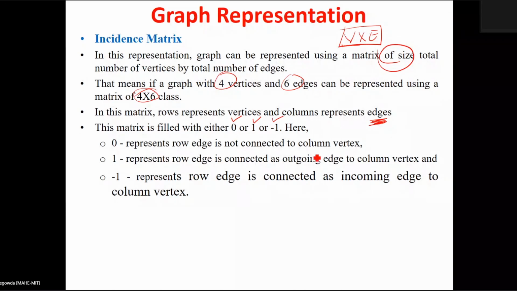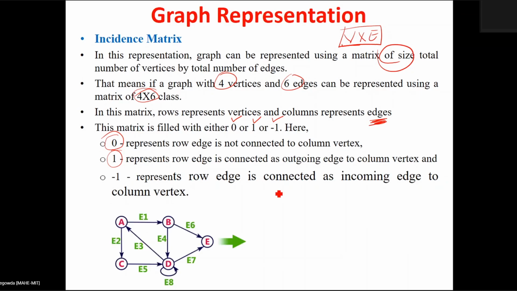What are those conditions? The first condition is 0. If you put a 0, it means the row edge is not connected to the column, that is, there is no edge between the specified nodes, so that element is 0. If the element is 1, it means the row edge is connected as an outgoing edge to the column vertex. And -1 means the row edge is connected as an incoming edge. So +1 and -1 are used to identify whether it is an outgoing edge or an incoming edge of the column vertex.